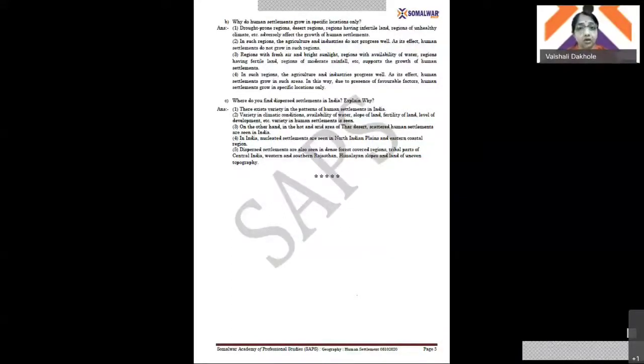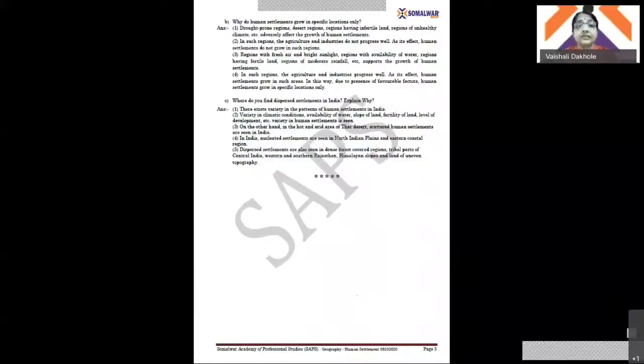In India, there is fertile soil, that is the Gangetic plain. There also ample sunlight is available, availability of water is there, and the topography is undulating. Therefore, dense population, or dense development of human settlements, is found on the Gangetic plain of India.